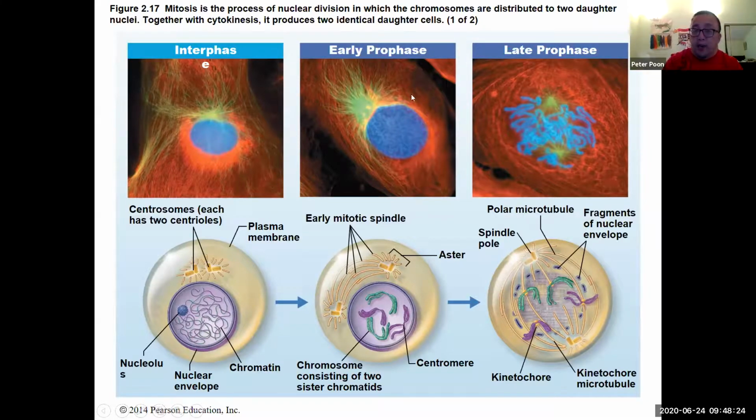If you go from early prophase to late prophase, if you look at the DNA, the DNA is now just spread in the cytoplasm. The nucleus has broken up, and that's the second key feature that happens in prophase, that the nucleus disintegrates. You don't have to distinguish between early prophase and late prophase.